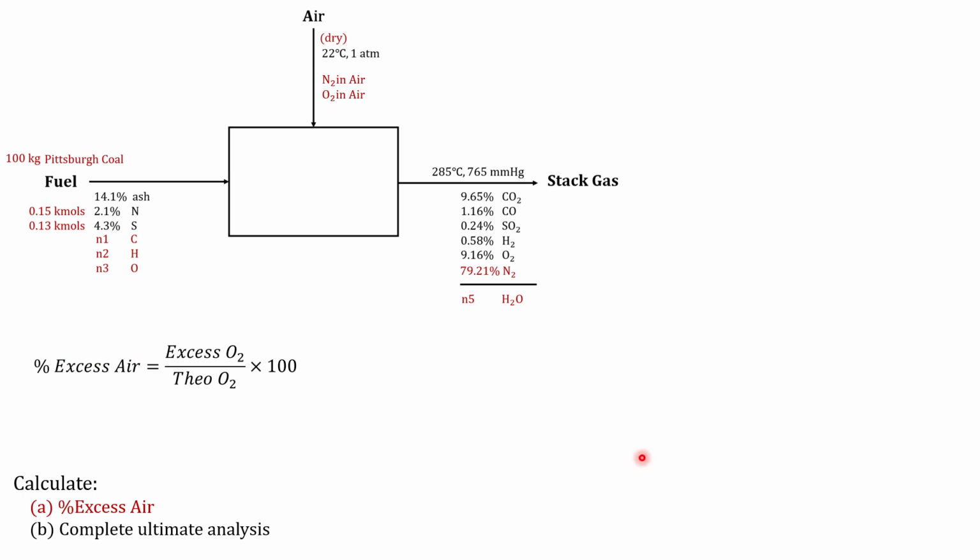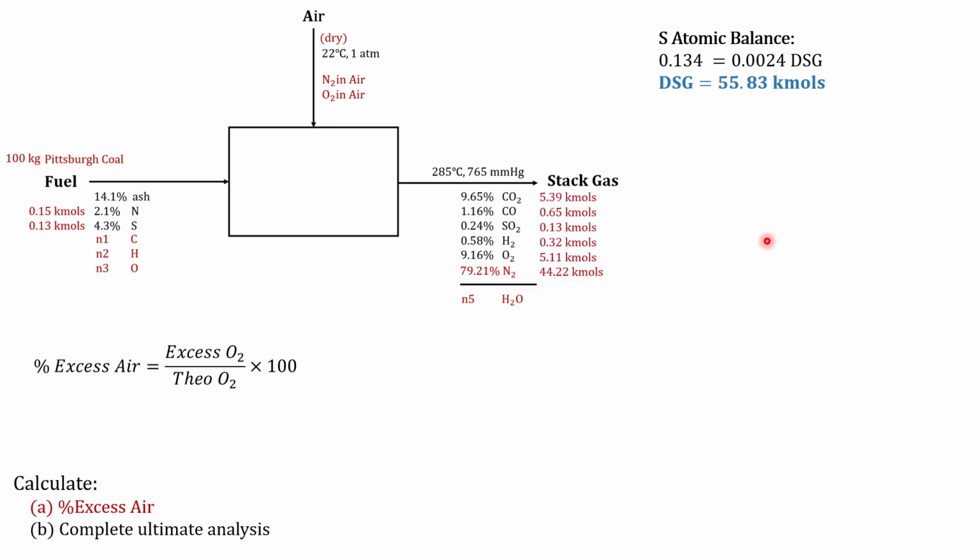Now, we get the moles of the dry stack gas using sulfur as our tie component. By performing S atomic balance, we have DSG, which is 55.83 kmoles. And using the mole percentages of each of the components in the DSG, we can obtain their number of kmoles.